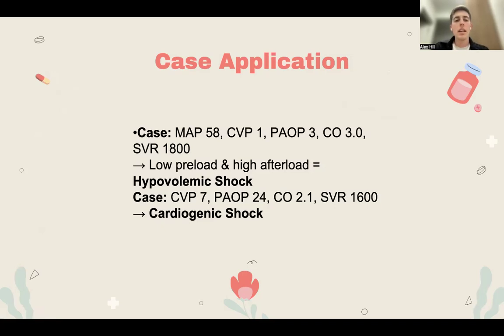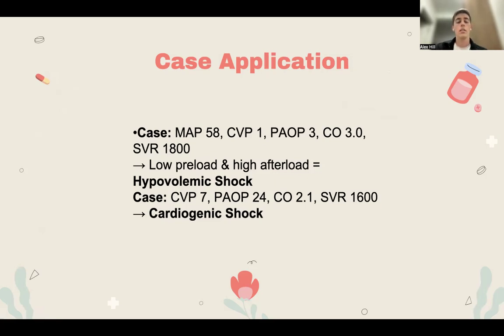So, okay, case application. Your MAP of 58, low. Central venous pressure is low. Wedge pressure is low. Cardiac output, kind of normal. SVR is high. So you have a low preload, right? Because you have that low central venous pressure and the low wedge, and a high afterload. So what's going to be happening here? Hypovolemic shock.